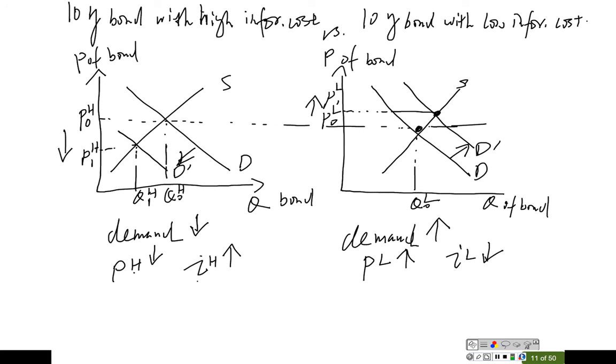So now you can find out the answer here. The bond with a high information cost, their interest rate tends to be higher than the bond with a low information cost. So that's how we use supply and demand to explain reason 3, information cost, and how this causes the risk structure of the interest rate.